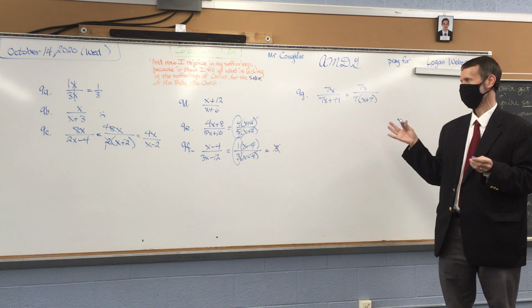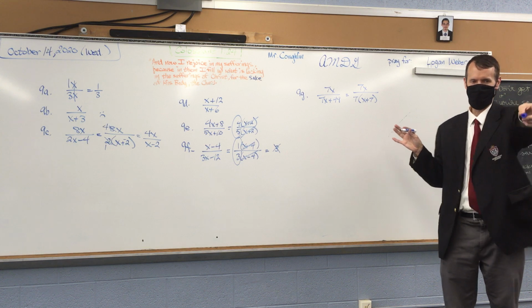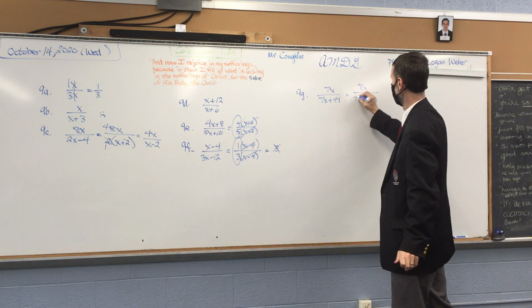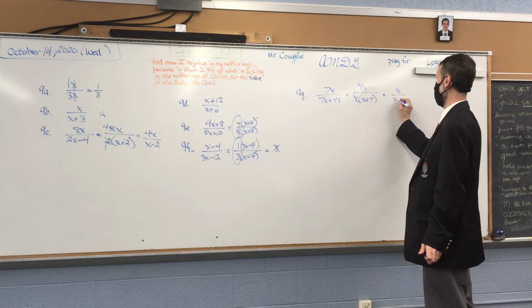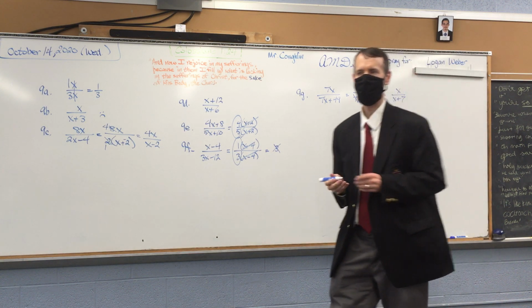There's kind of a weird trick I can show you in a minute. Yes, you can cancel the 7s because they're both multiplying. What's left? x over x plus 7. That is your answer.